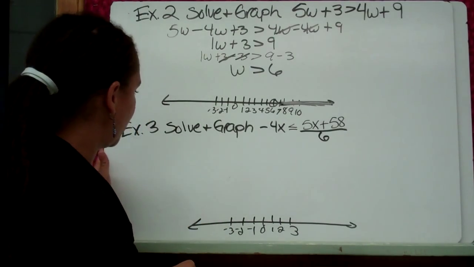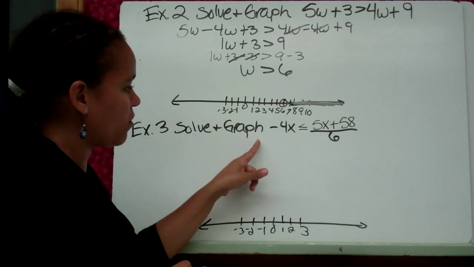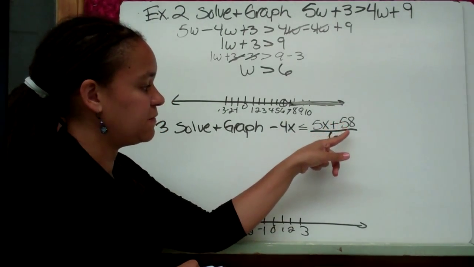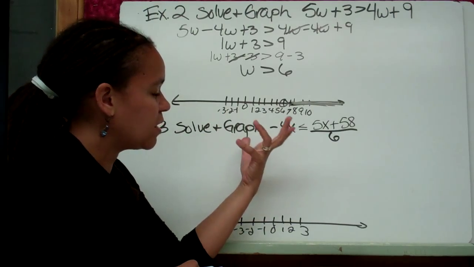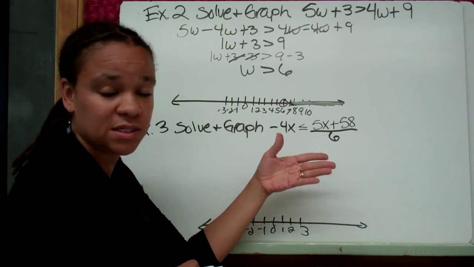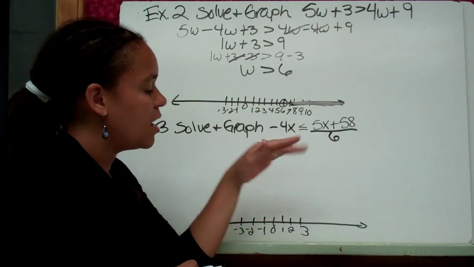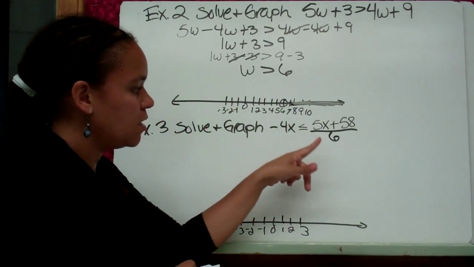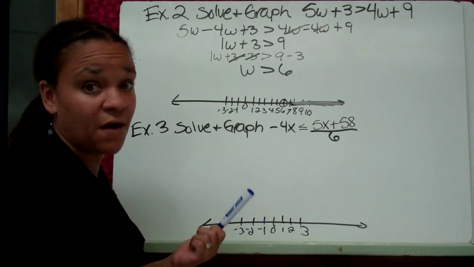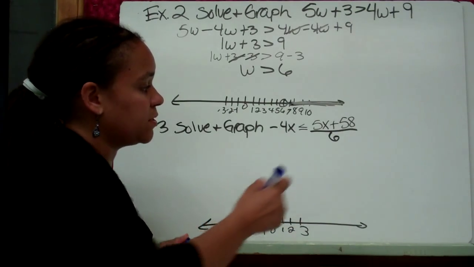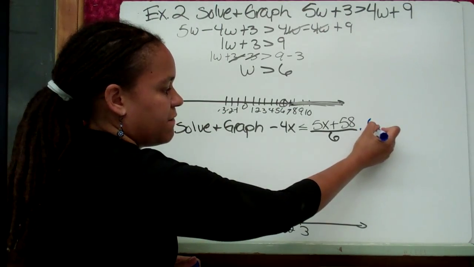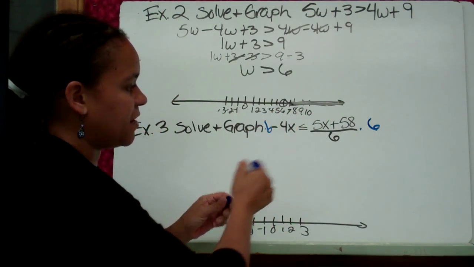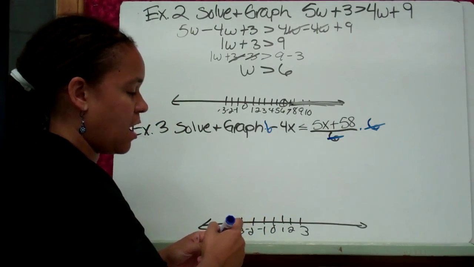The next one we're looking at, example 3, solve and graph negative 4x is less than or equal to 5x plus 58 divided by 6. So this one has a few more steps, but we still want to do the same thing. Get all the x's on one side and isolate the x variable, and then let's look at how we could graph it. So first thing I would do here, if I were you, is multiply both sides by 6. If I multiply both sides by 6, then I've gotten rid of that denominator.